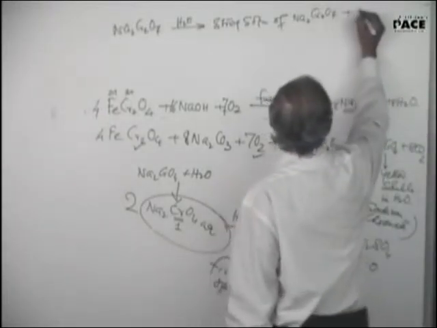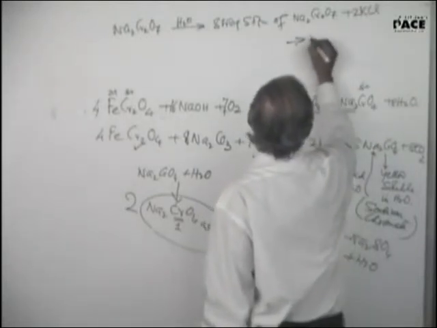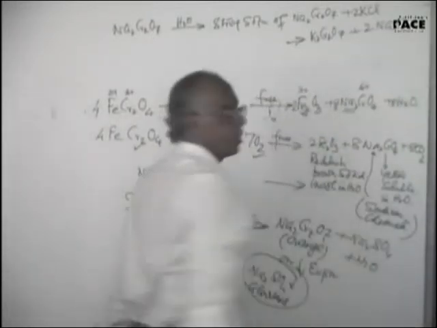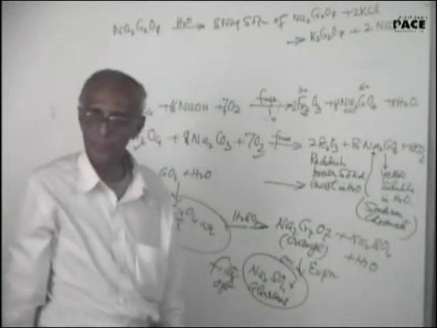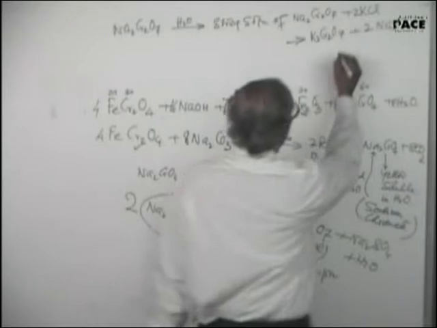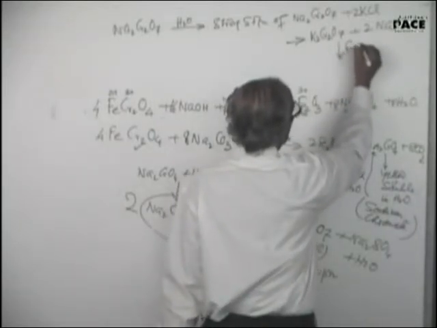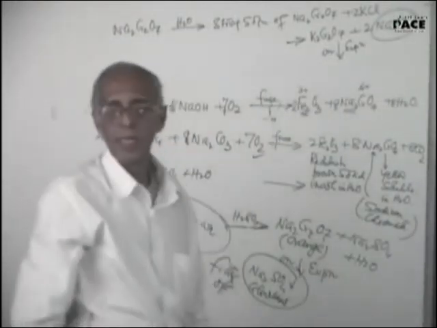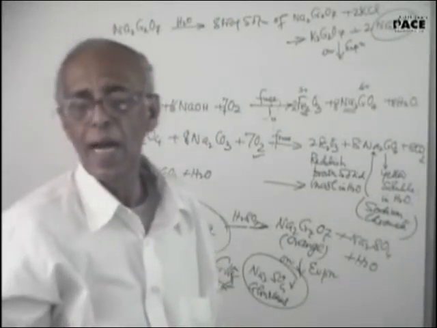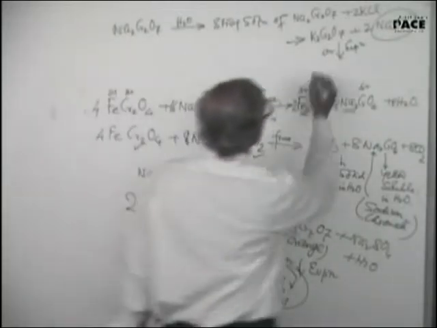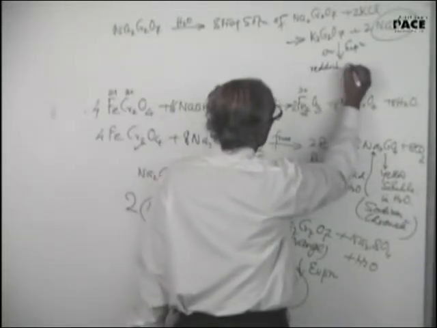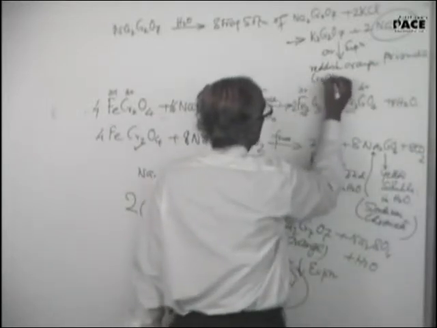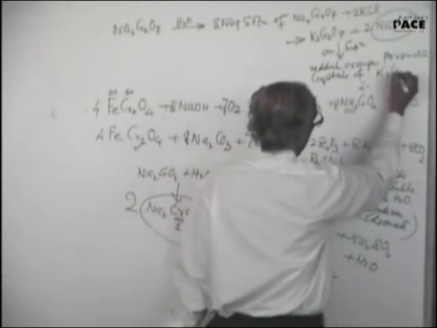And when I add potassium chloride, I get potassium dichromate and sodium chloride. Just a double decomposition reaction. When I evaporate, on evaporation, I get first sodium chloride crystal, which crystallizes out first, and then when I further evaporate, I get a reddish orange prismatic crystal. Crystals of potassium dichromate.